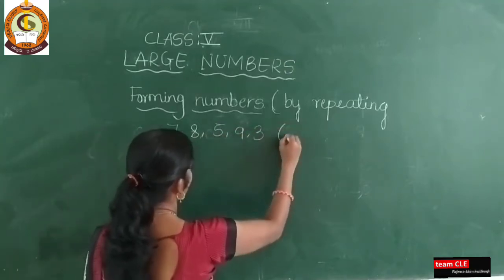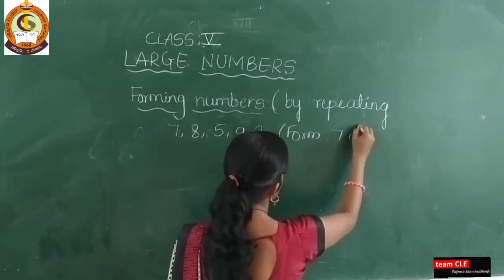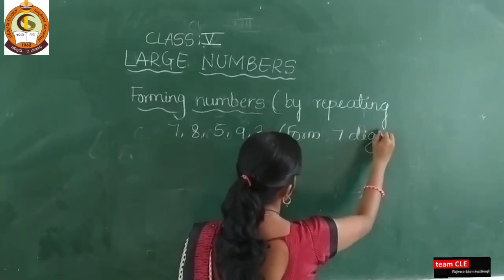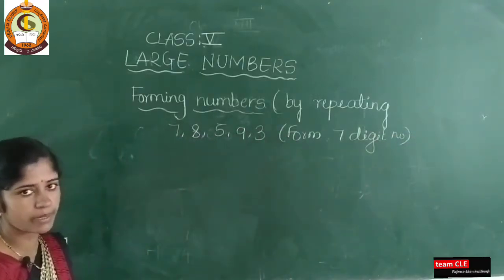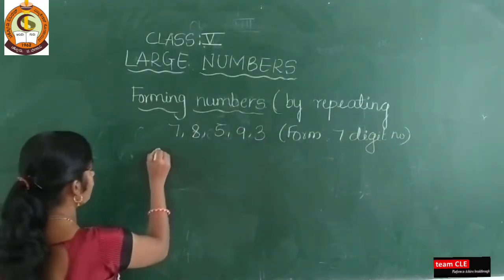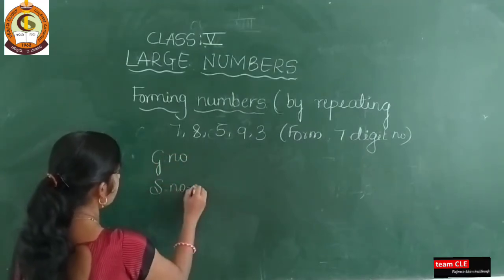78593. Here you have to form a 7 digit number by repeating. Here the number will repeat. Then how to form the greatest number and how to form the smallest number.